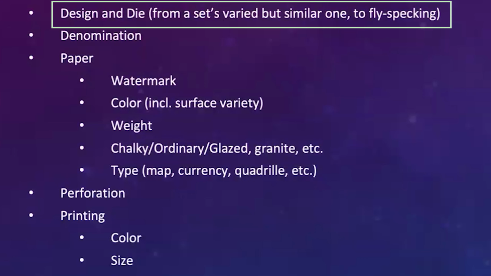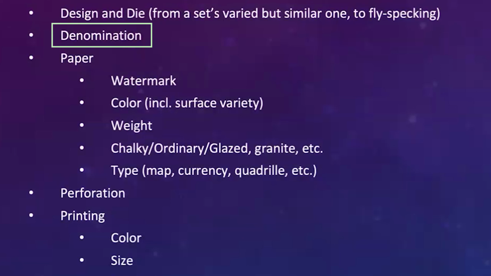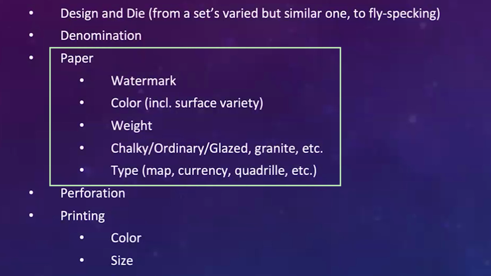Things that are different design are also almost always a different major number. And then, of course, the denomination of a stamp can differ. There are a whole lot of issues with the type of paper that it's on. Scott in their albums, for example, always specifies what watermark you're looking at. And almost always, when the watermark changes, it's a different major number, but not always.